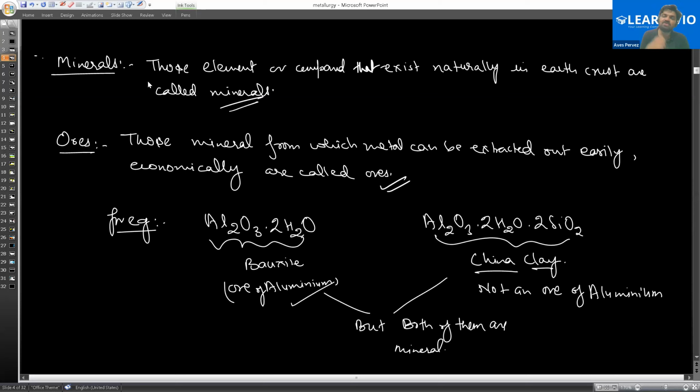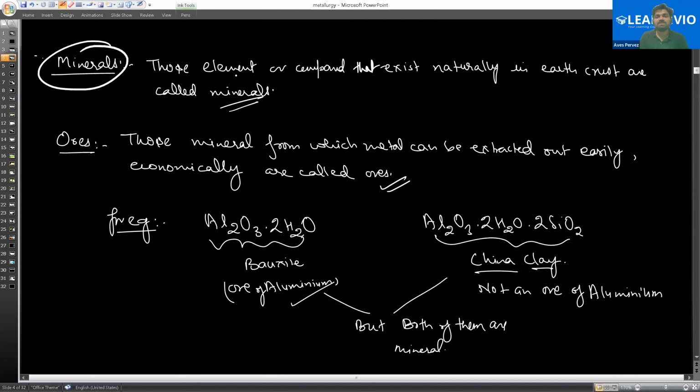Calcium is present in the soil also. Calcium can be present in different substances. But the economical and convenient one, from which you can extract the metal economically and conveniently, is called an ore. So first of all, what are ores and what are minerals?